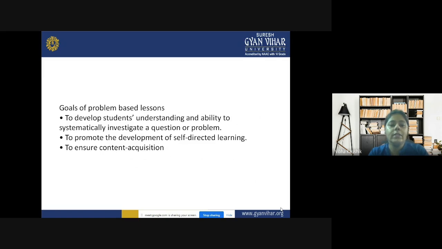Goals of problem-based lessons: to develop student understanding and ability to systematically investigate a question or problem. It means to develop students' understanding of how much they have understood a particular concept, and their ability to systematically investigate to find out the solution of the question or problem. Also to promote the development of self-directed learning among the students, to ensure content acquisition, how much they have learned that particular content.